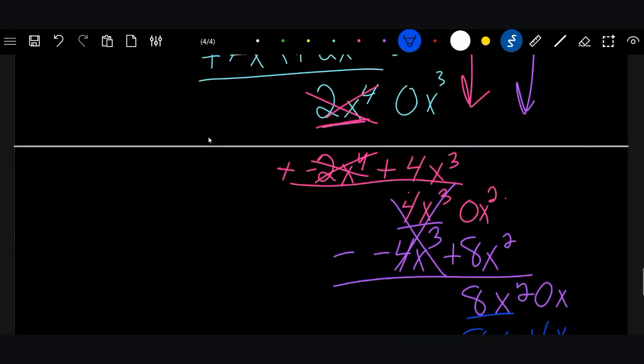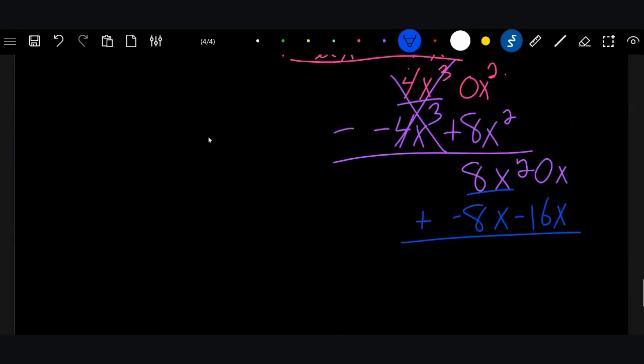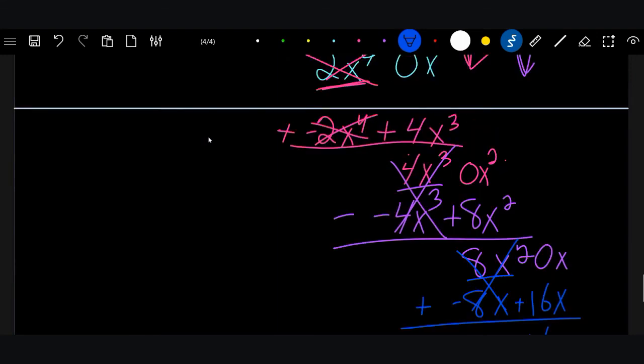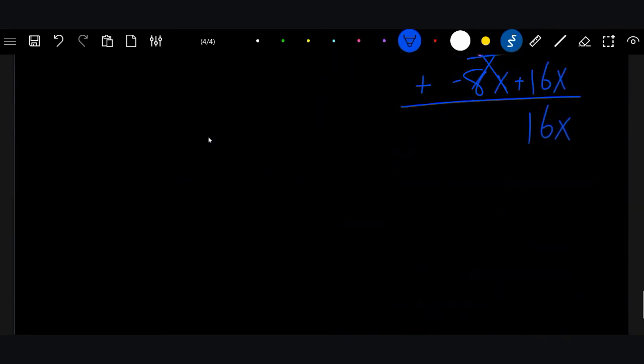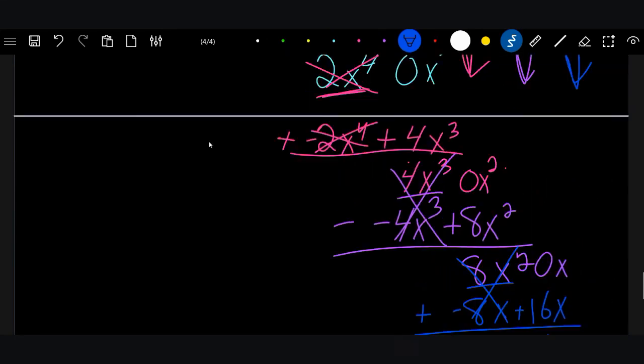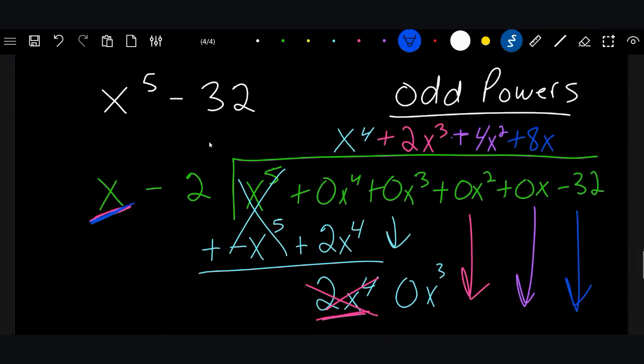Oh, that gave me a negative. I'm sorry. This should be a positive now. There we go. That's going to cancel, and we're going to get 16x, and then we're going to bring down our negative 32. Okay, so this is going to be our last time of doing this.